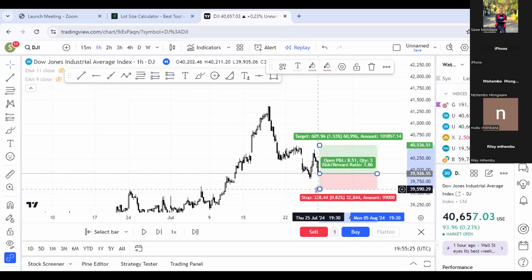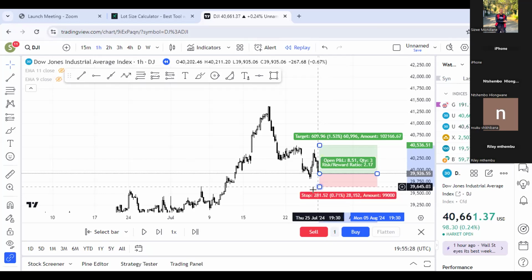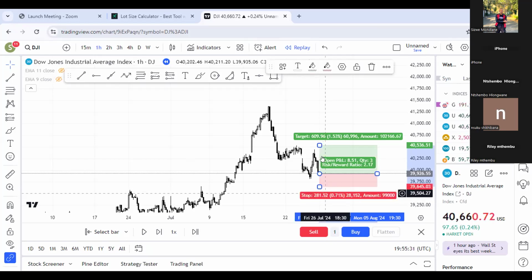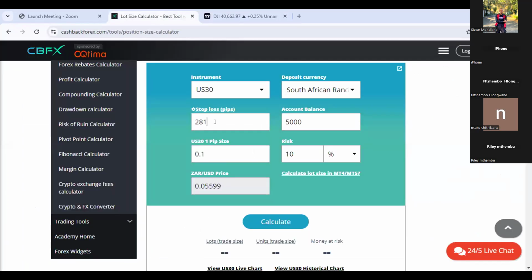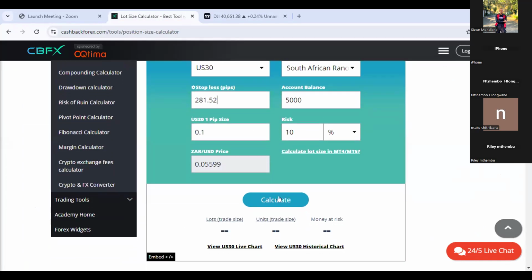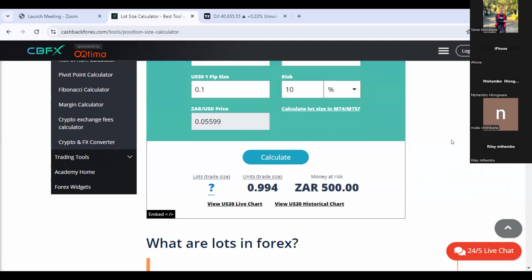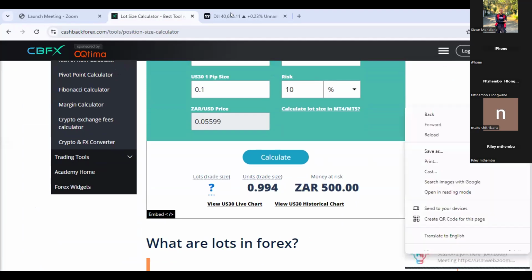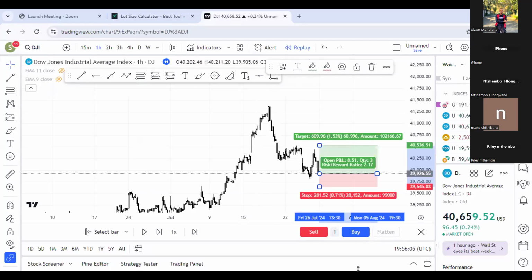So what you look at is the stop loss pips. So here my stop loss pips is 281.52. So what you do is you come back here and then you say 281.52, right? And then my risk is 10%, which basically means I'm risking 500 rand per trade. So this website calculates the lot size for you. The perfect lot size, if you're going to risk 500 per trade, would be 0.994. Do you guys understand?